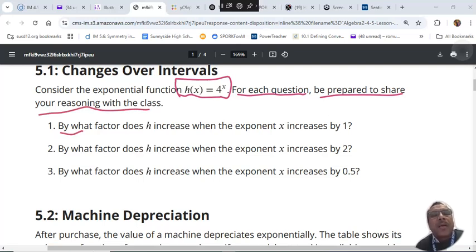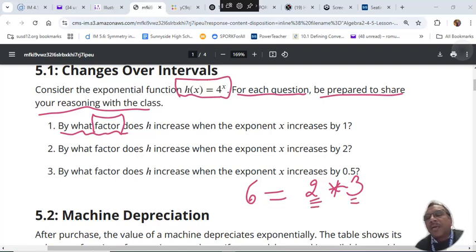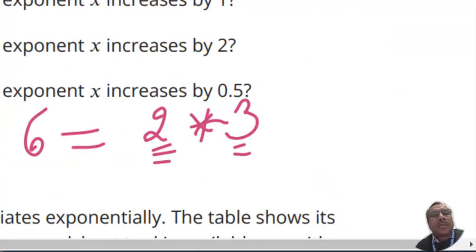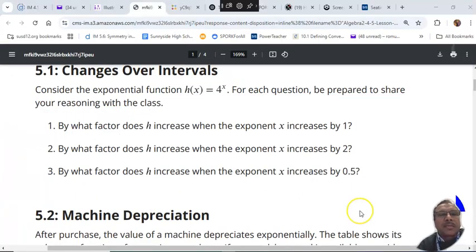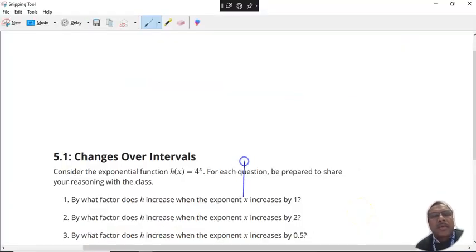So the question is, by what factor? Now, factor means what number multiplies. When you write 6, 6 is 2 times 3. So that means 2 is a factor, 3 also is a factor. So here the question is, by what factor does h, which means the output, we want to know the output of h(x), change when the exponent x increases by 1?